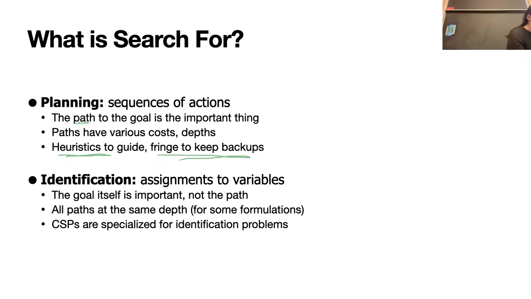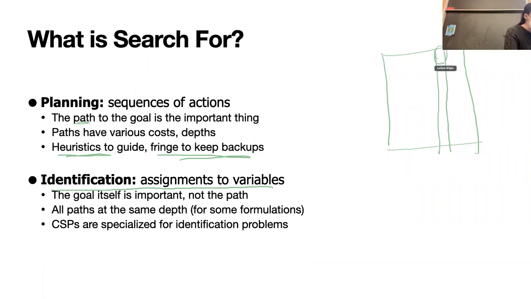But now we're going to be thinking about identification. So this is essentially assignments to variables. Again, if we think about this in the Sudoku example, we are assigning one part of the board to a specific variable, in this case a number, where we might have a set of different choices. Okay, so here, the goal itself is important, not the path. So in this case, we say, you know what, we don't really care about the path that we took to get there. But the important thing is the goal, the output that we get, okay?